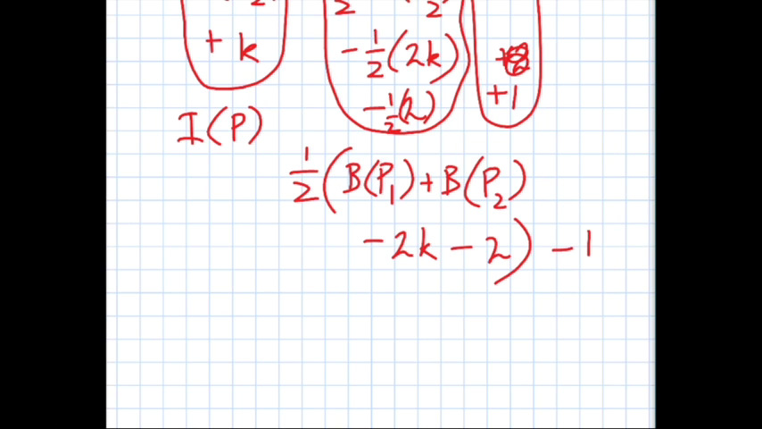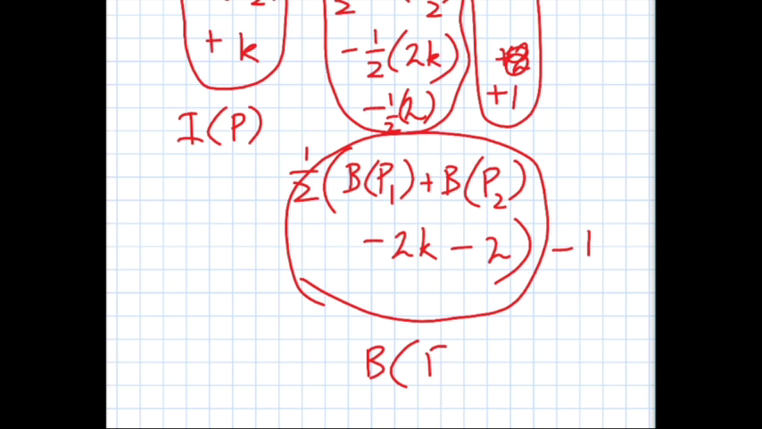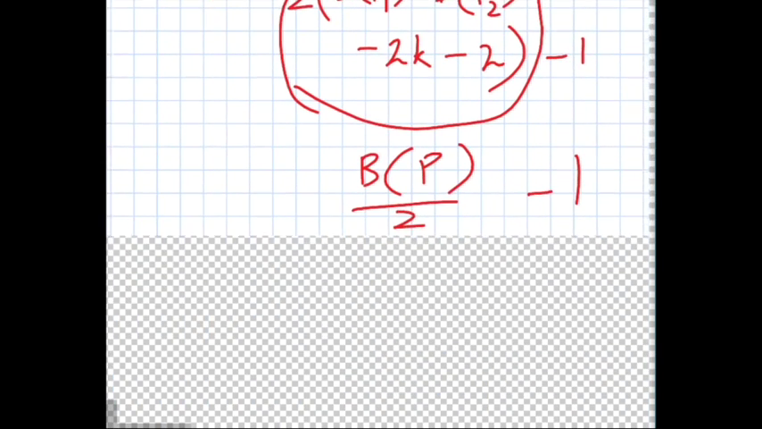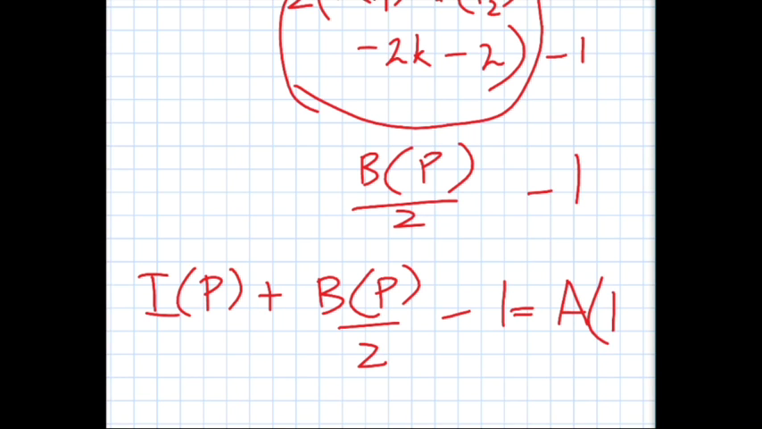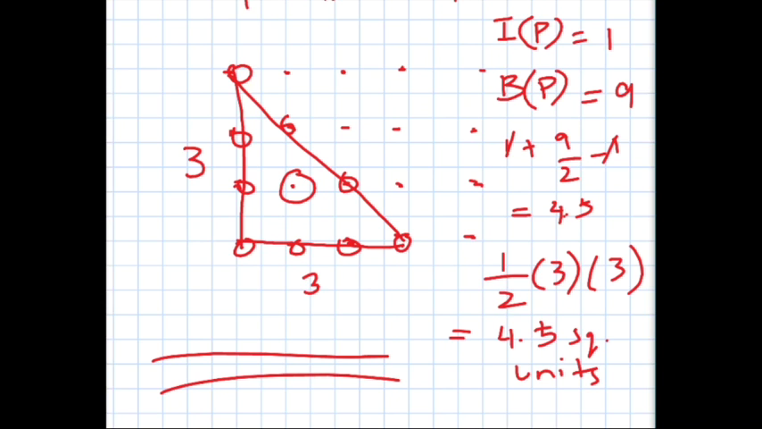So what is this guy? This is I of p. What is this guy? This is b of p divided by 2, and this is just -1. So we end up with I of p plus b of p over 2 minus 1, which is equal to the area of polygon p. So this means that this lemma is valid. Now let's go back to our Pick's theorem and start using mathematical induction to prove it.